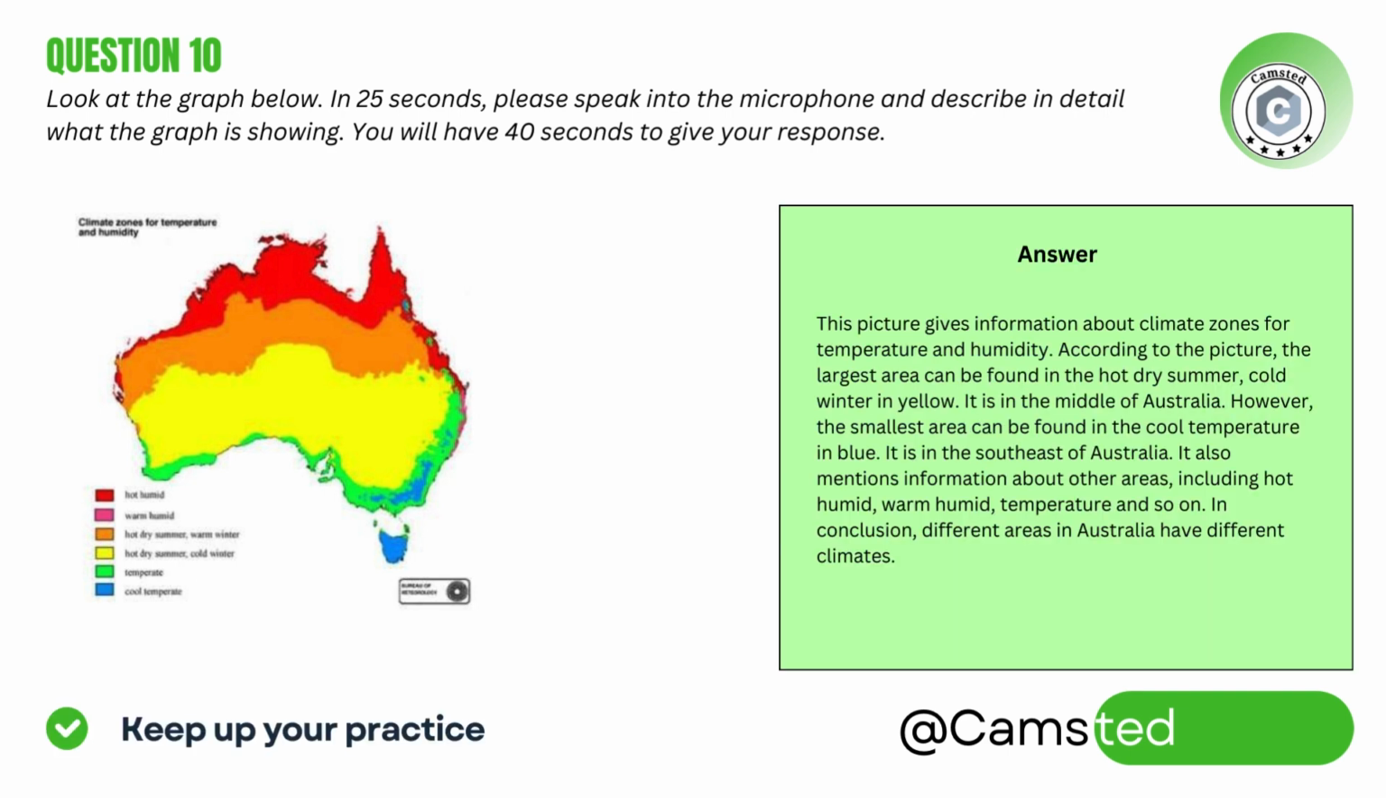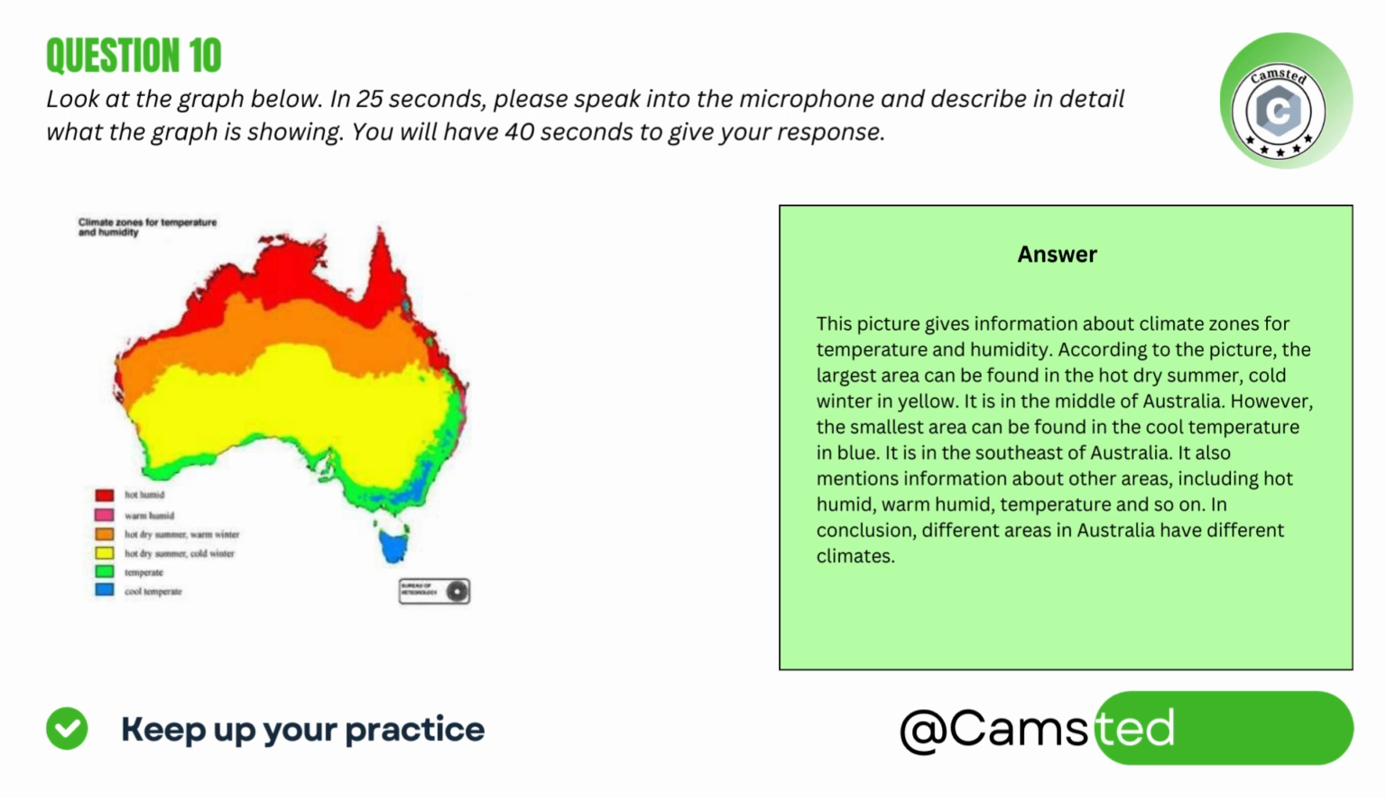This picture gives information about climate zones for temperature and humidity. According to the picture, the largest area can be found in the hot dry summer, cold winter in yellow. It is in the middle of Australia.